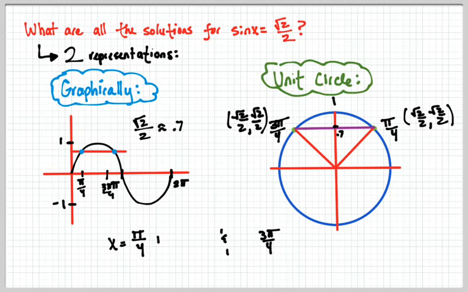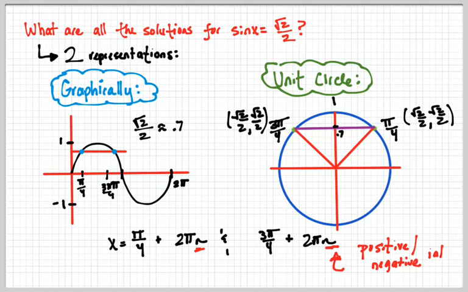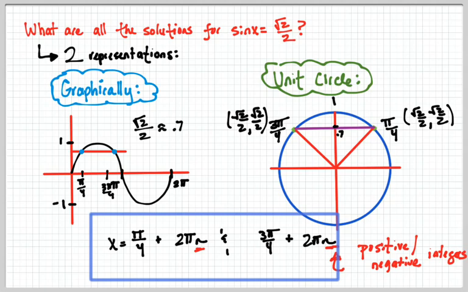All right, what do we add to each of these? 2 pi n and 2 pi n. And to point this out, I know I talked about this. What's the criteria for n? It has to be an integer, positive or negative. We can just write integers. And that will get us all of our solutions. There's your answer. Pi over 4 plus 2 pi n and 3 pi over 4 plus 2 pi n.